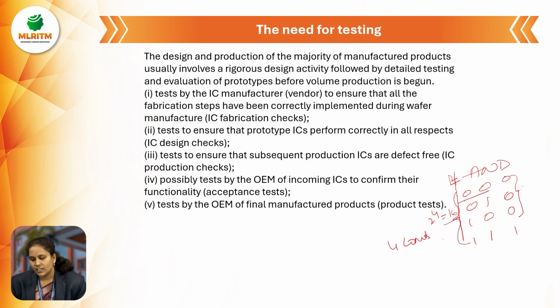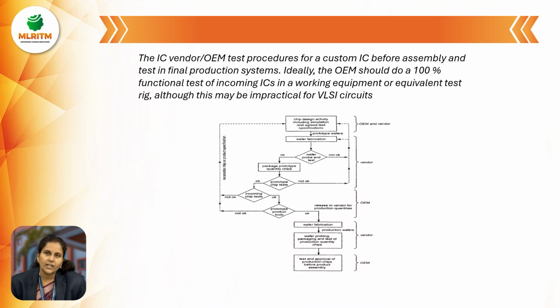In testing, we have seen an example of a digital circuit where we design a 4-bit AND gate and see how we are going to test it. This is the flow chart of how we test. Chip design activity is included. From there, for wafer fabrication, based on the OEM, the vendor and the specification, we are going to design. If the circuit is okay, it goes to the next stage. Otherwise it goes back to the previous step, and the complete process takes place again.